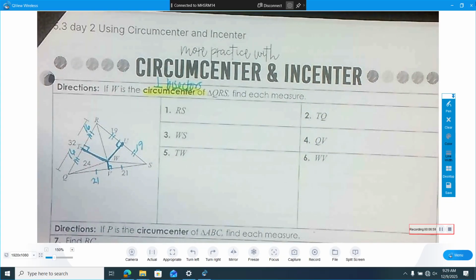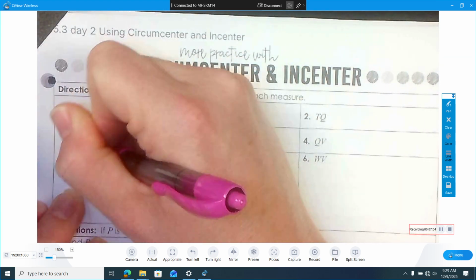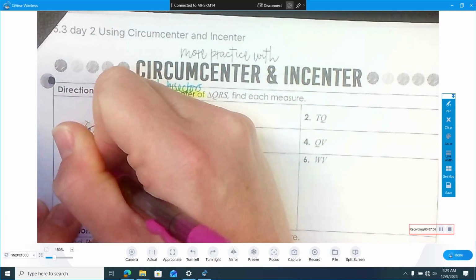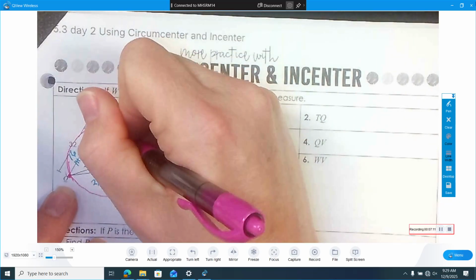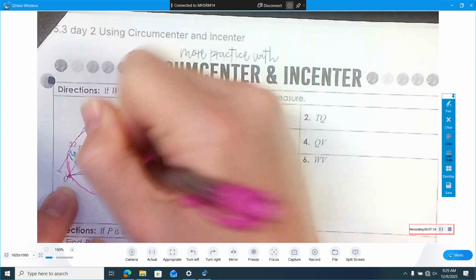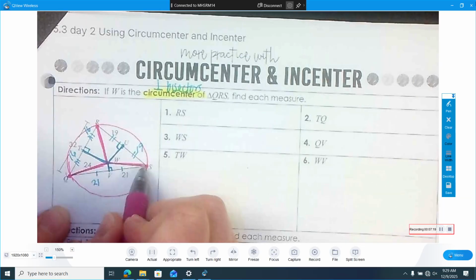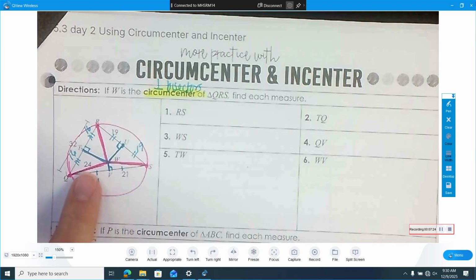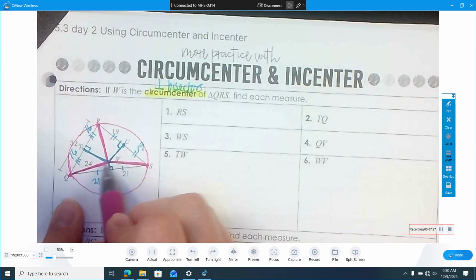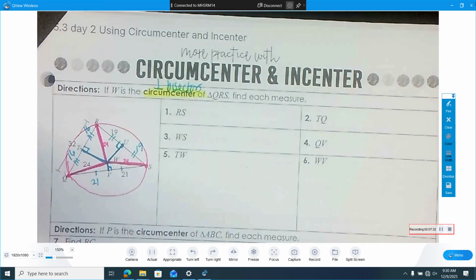Now, when we have that circumcenter, that is a circumscribed circle. There's a circle around through those three vertices, all right, which means the spokes, like on a wheel, those all have to be the same length. So all these pink lines are the same length. What are all the pink lines? Yeah, we've got this 24 marking here, so these are all 24. Really, really important.